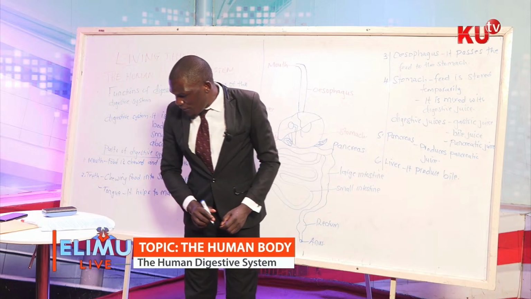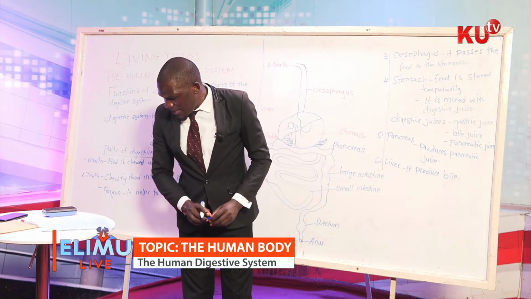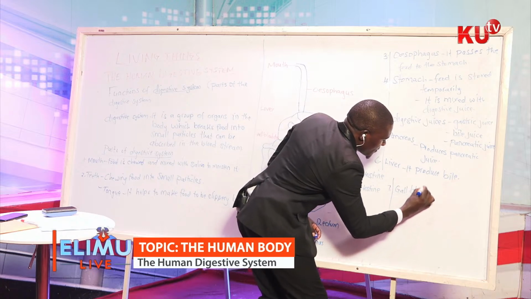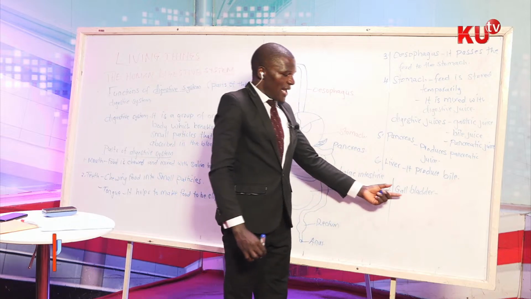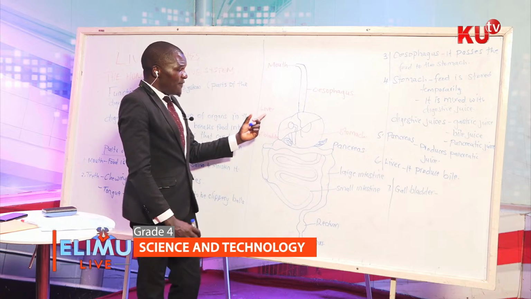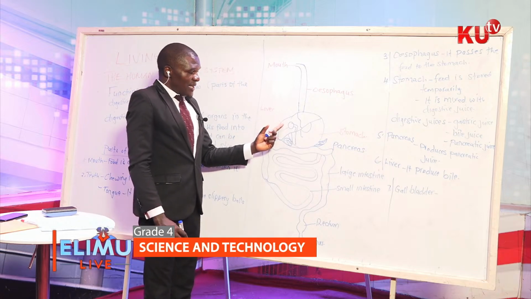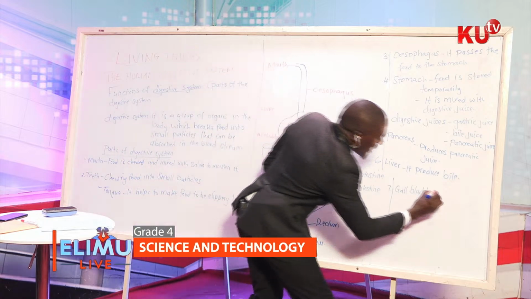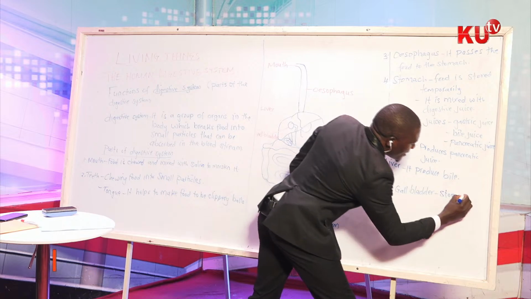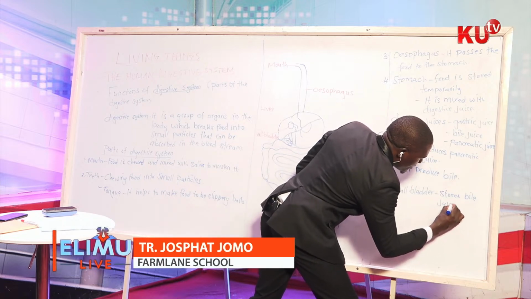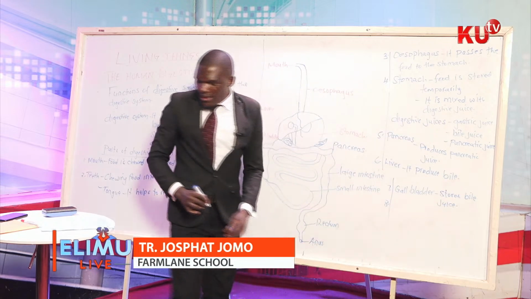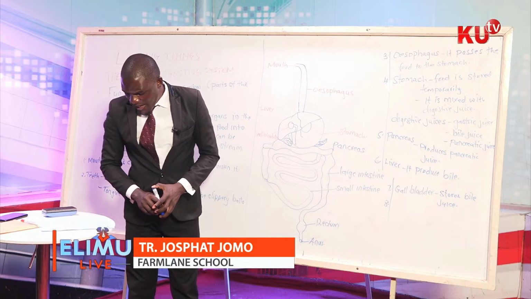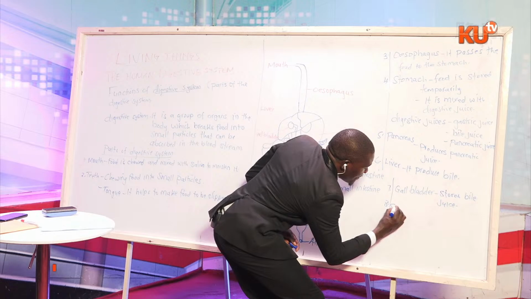We are looking at the gallbladder as our number 7. As I told you, whenever the liver produces bile juice, the gallbladder's work is to store it. That is why it is found near the liver. So the gallbladder stores bile juice. And number 8, we have the small intestine.